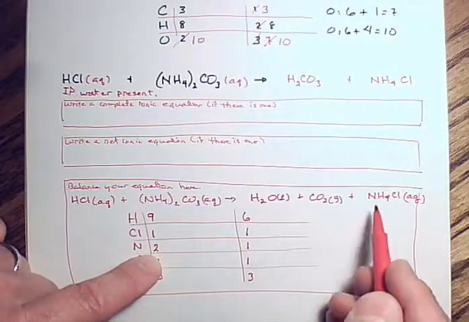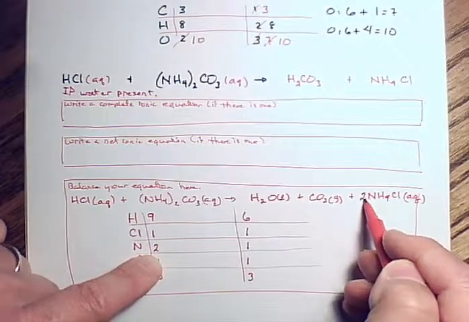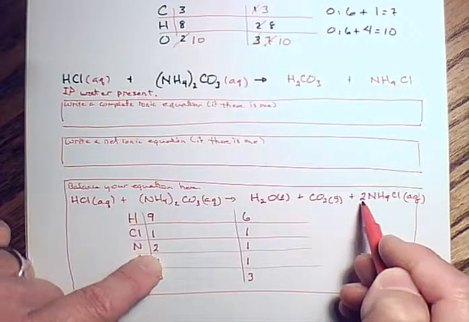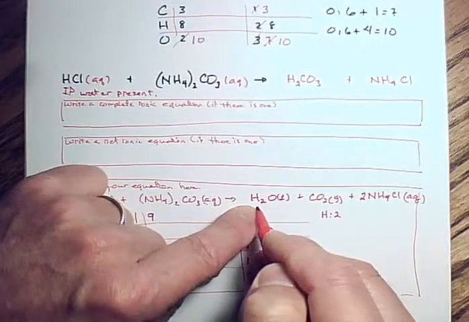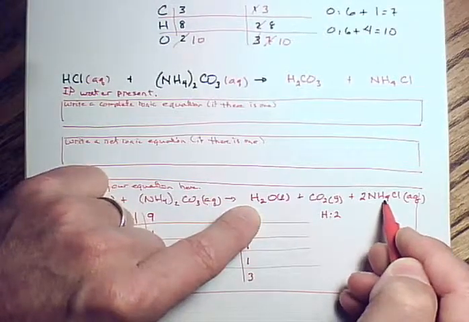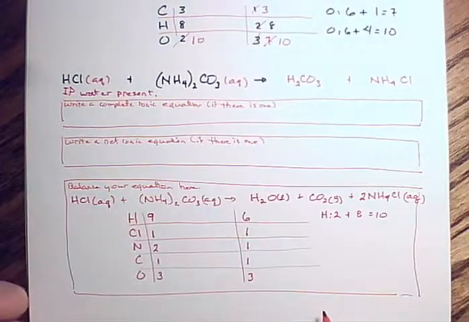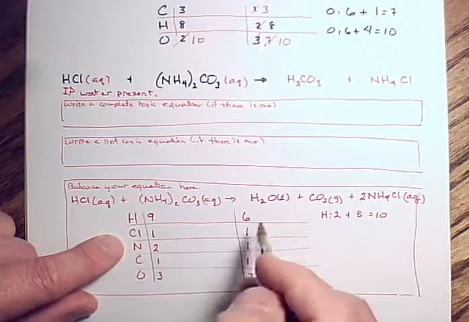Okay? So I'm going to put a 2 over here in front of the species containing nitrogen and recount nitrogen, hydrogen, chlorine over here. Now by putting a 2 here, that means I have 2 hydrogens here plus 2 times 4 are 8 hydrogens over here, so that's 10 hydrogens. That makes sense? All right. So that's going to change the number of hydrogens.